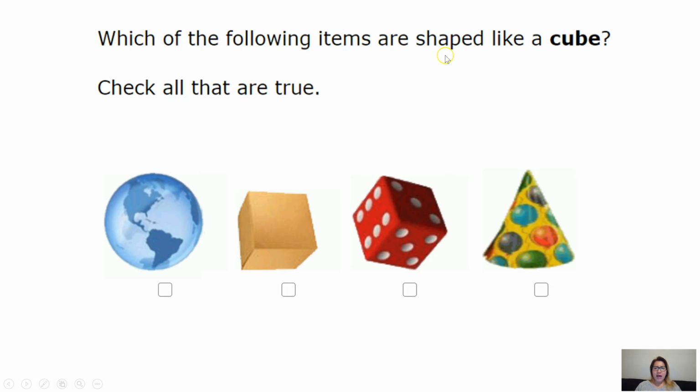Okay, which of the following items are shaped like a cube? Check all that are true. Remember, a cube looks like this. Okay, so I am going to draw it for you. So just draw two squares, and then we're going to connect all the corners or all the vertices. So which one of these items looks like that? Well, this one is round. It cannot be that one. This is a globe. Then we have a box. This box does look like a cube. Okay. And then we have another die, and that also resembles a cube. And then we have a party hat. That does not match our 3D shape of a cube.